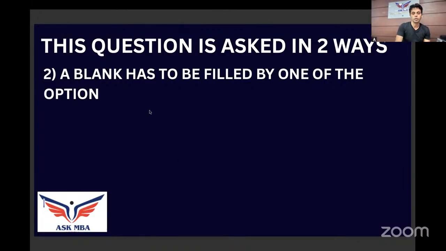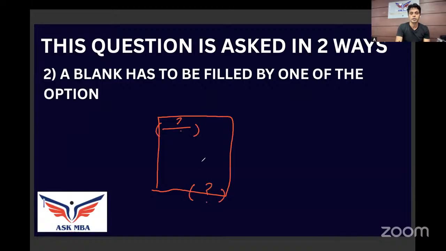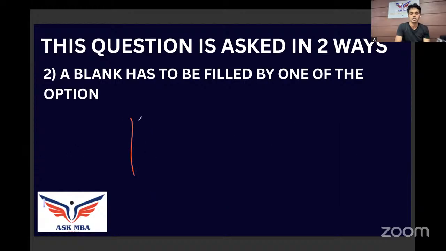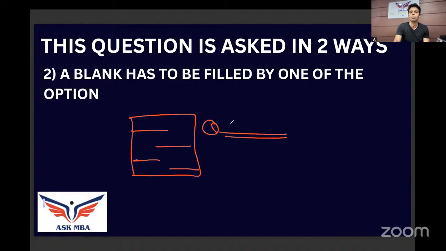Now this is the second type: a blank has to be filled by one of the options. In the previous one, you had four blanks and one sentence. Here you're going to get the opposite. You're going to get just one blank. Maybe the blank is here, maybe here, or somewhere else. But you got four options or four sentences, sentence A, B, C, and D. Out of these four options, you have to fill one in the blank. That means one blank is going to be there. What I mean is that in the previous question, you got four blanks and any of the blanks can be filled by that one sentence.